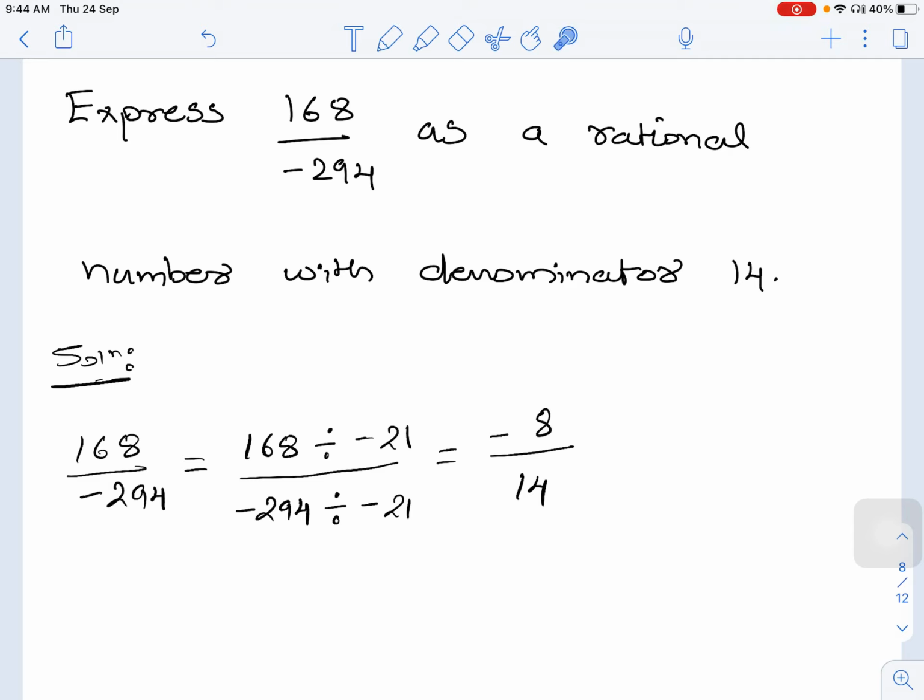Okay, so now what we have done, we were having a number 168 upon minus 294. We have expressed this number as a rational number with denominator 14. Okay, so what we have done, bigger was supposed to be converted into smaller, so we are dividing it. And how to decide by what number? So what we will do, we will divide this one only first, so you will get this number.